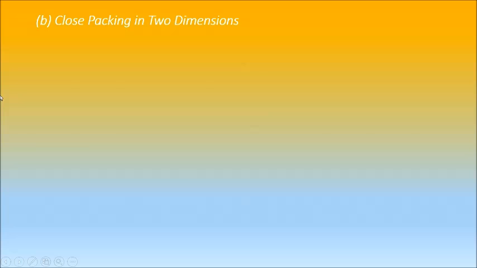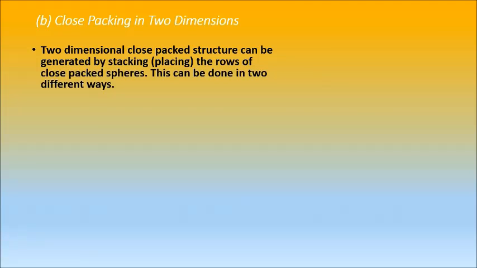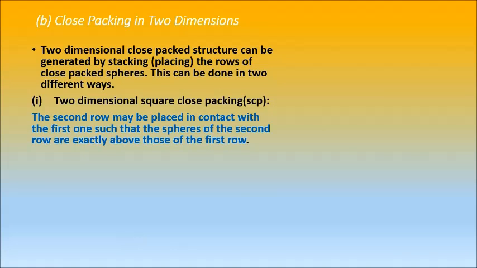Next we will talk about the close packing in 2 dimension. A 2-dimensional close packing structure can be generated by placing or stacking the rows of the close packed spheres. This can be done in 2 different ways. First one is square close packing. It is named as square close packing or SCP. The second row may be placed in contact with the first one such that the spheres of the second row are exactly above those of the first row.